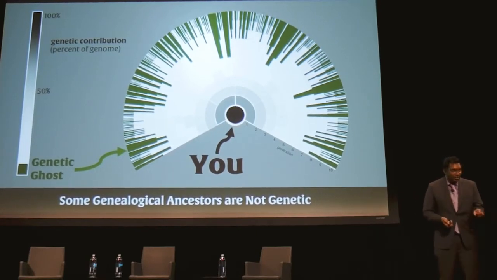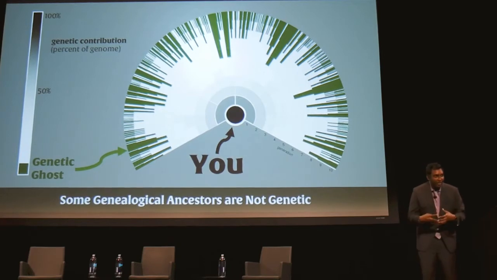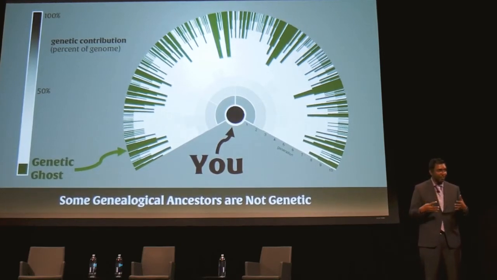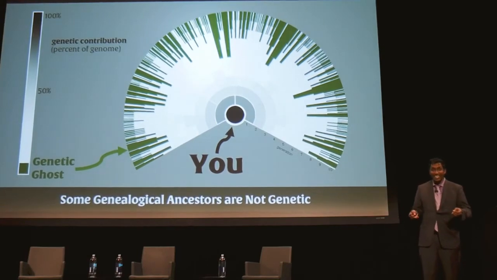It turns out that genetic ghosts are people that are your genealogical ancestors. They really are your ancestors in every sense you could imagine it, except they don't give you any DNA. They're your ancestors, but they don't give you any DNA. That was really surprising, first of all, to me. And it turns out that happens in just a few hundred years. So this is just about 300 years back. And some of my ancestors are giving me no DNA.